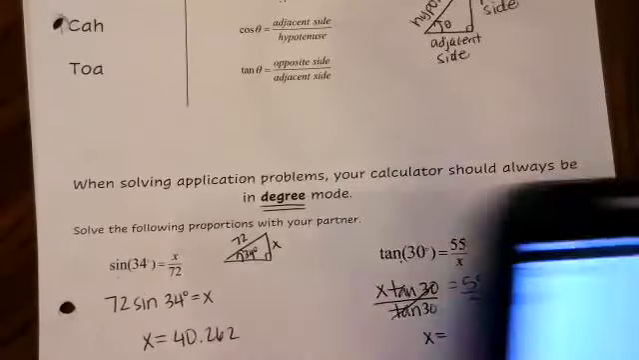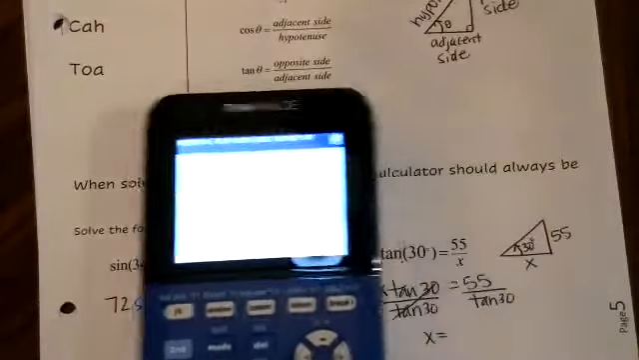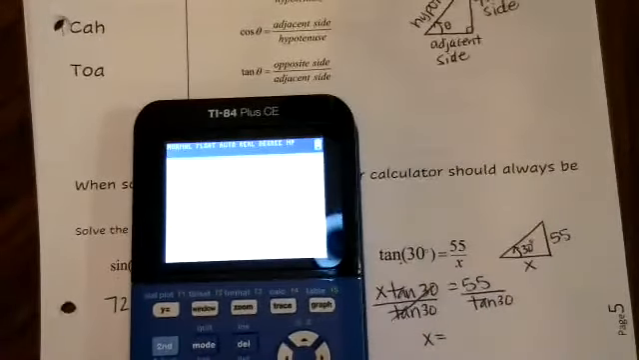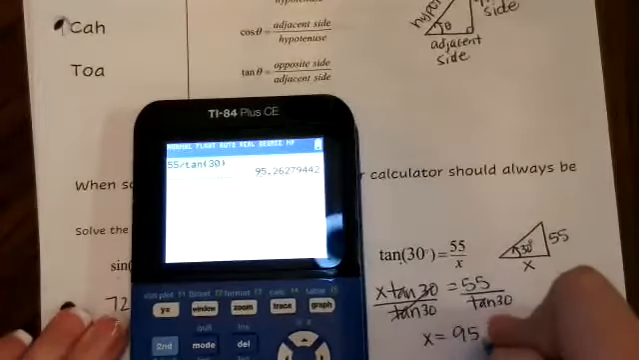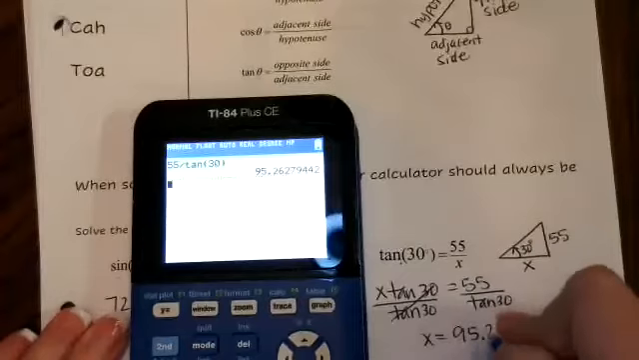All right, so to put this in the calculator, we are going to do 55 divided by tangent of 30. And then again, I close my parentheses for that. And so we get 95.263.